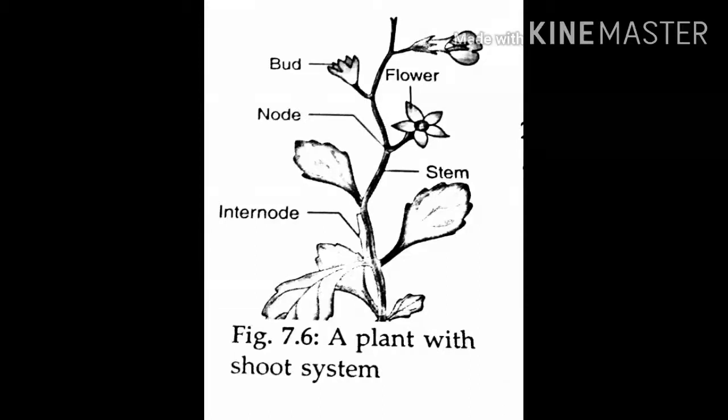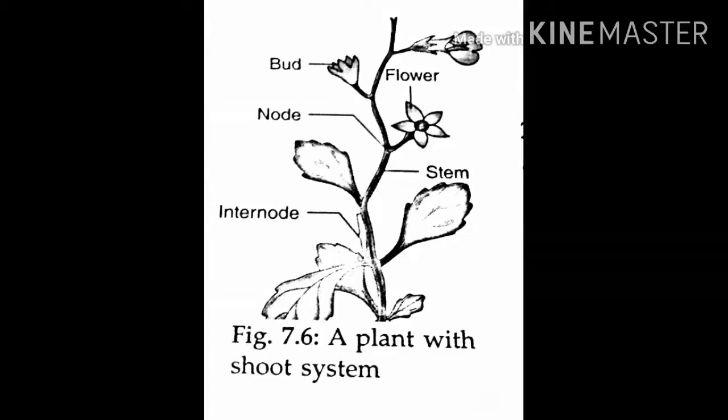The food prepared in the leaves is transported in all directions. Water and minerals are only transported upwards, but food is transported in all directions. And then the stem bears leaves, flowers and fruits. These are the main functions of the stem.